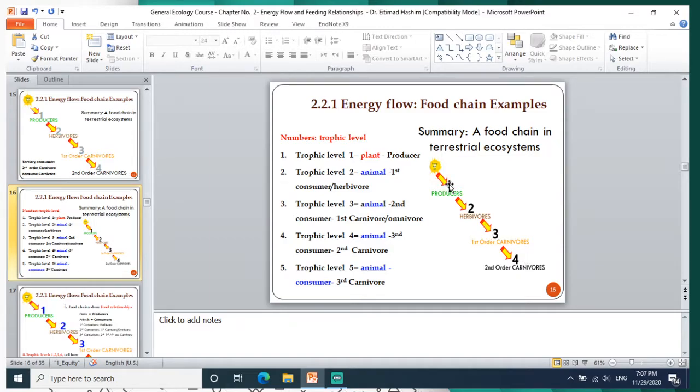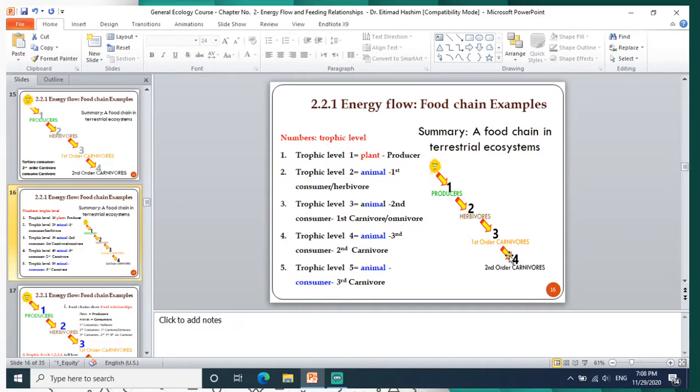The first trophic level is the plant. So we call the plant the producer. And the second trophic level is an animal, but this animal only consumes plants. So we call it a herbivore. We call it the first consumer, a herbivore. The third trophic level is an animal, but the animals here may eat plants or animals. It can eat only animals or animals and plants. If it eats only animals, we call it a carnivore, the first order carnivore. If it eats plants and animals together, we call it an omnivore, like us, we are omnivores.